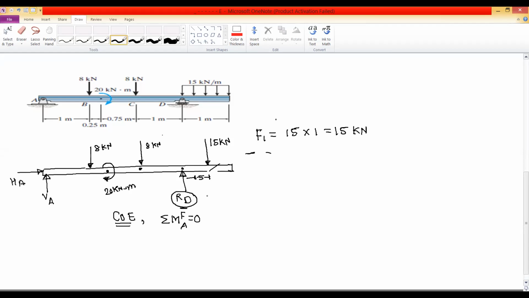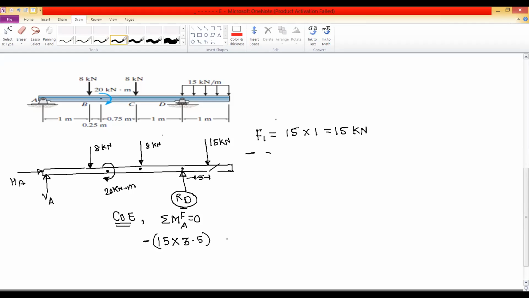Okay. So write the equation for moment. We can start from the right side. First force is 15 into its distance with respect to point A. You can observe here 1 meter plus 0.25, 0.75 plus 1 and plus 0.5. So the total distance will be 3.5. And this moment will be clockwise, so it is negative about the point A.